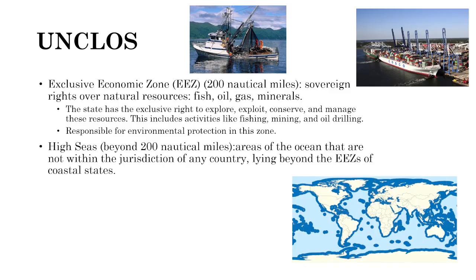Then after that is the high seas, and that's anything beyond the 200 nautical miles here. We can look on this map where exclusive economic zones end and where high seas are present. And these are areas of the ocean that are not within the jurisdiction or control of any country. They are beyond the exclusive economic zone. So what this means is that they're up for grabs. Anyone can fish there. Anyone can extract the resources. Countries can't enforce their laws in these high seas.